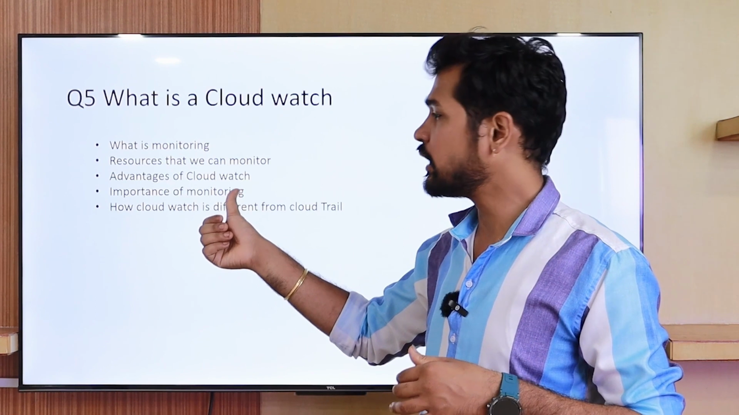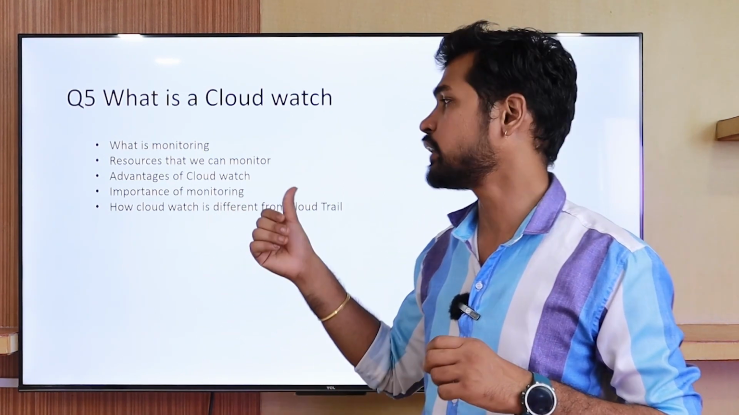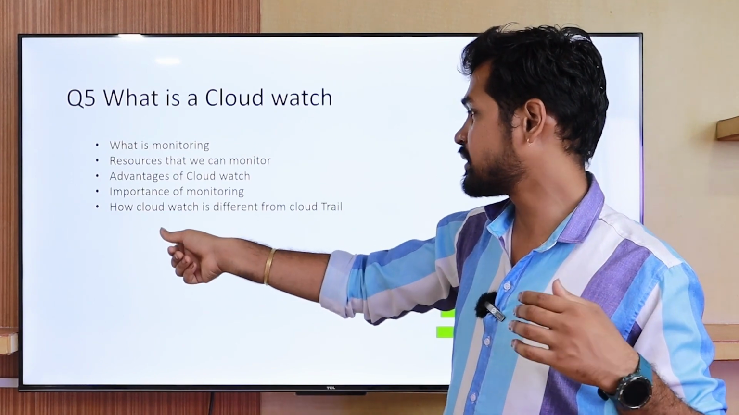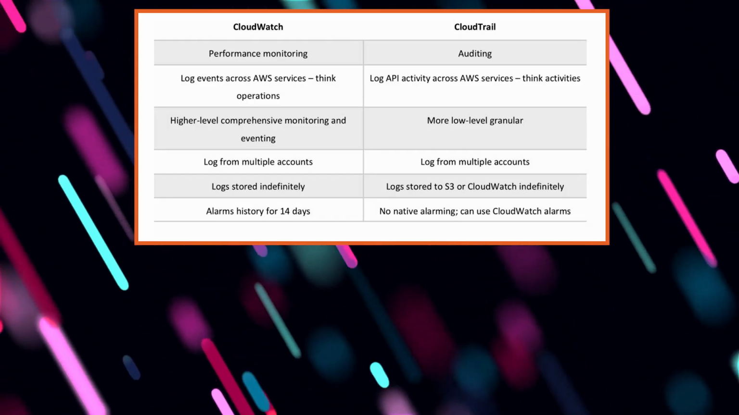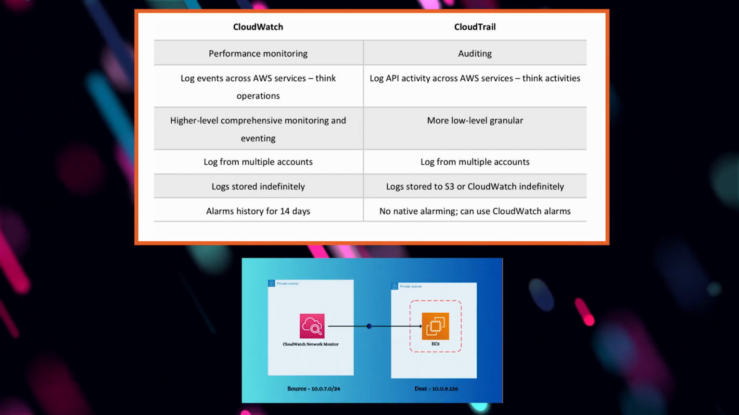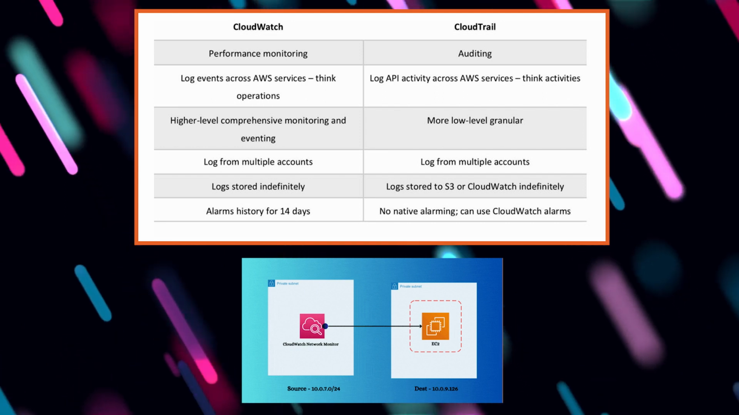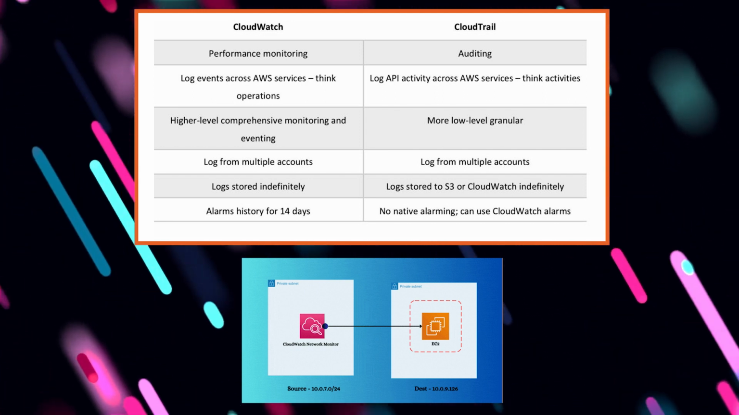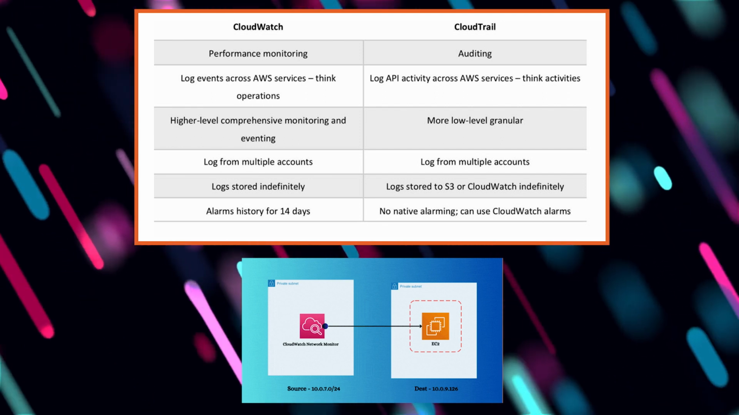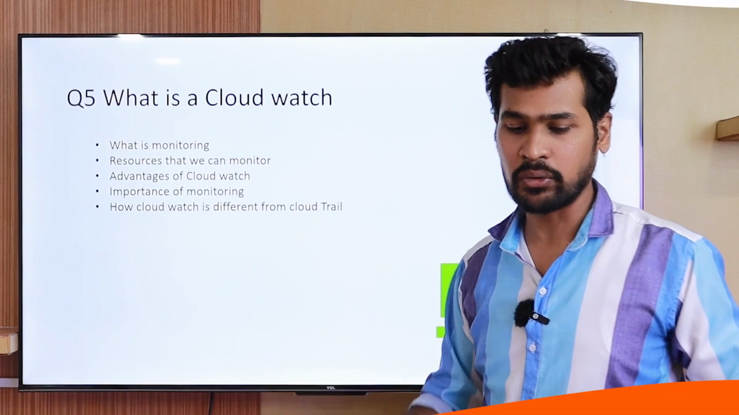And you need to explain the importance of monitoring. And you need to explain how CloudWatch is different from CloudTrail. CloudWatch is a monitoring tool where you monitor your infrastructure. CloudTrail is also monitoring, but it is an API call tool, where you will check all the logs. So you need to explain the difference between CloudWatch and CloudTrail.